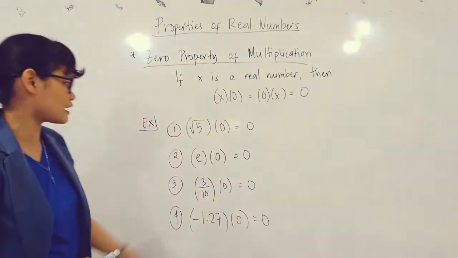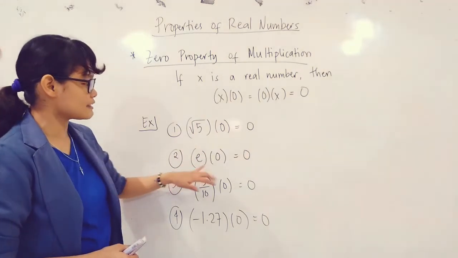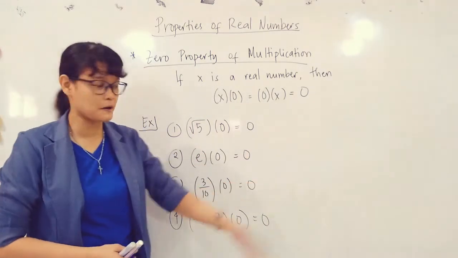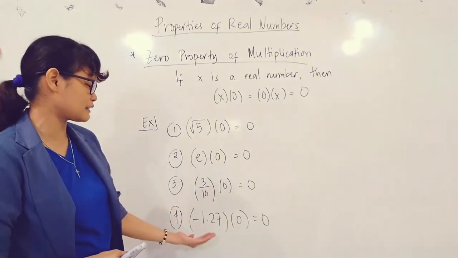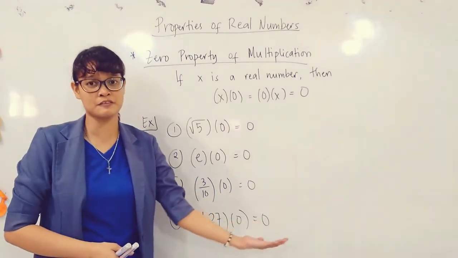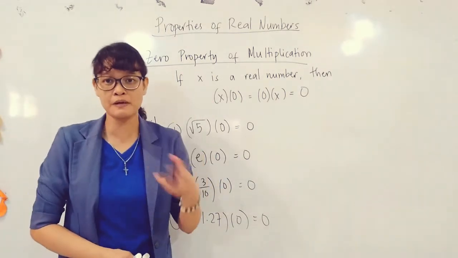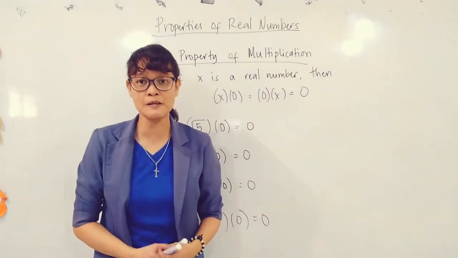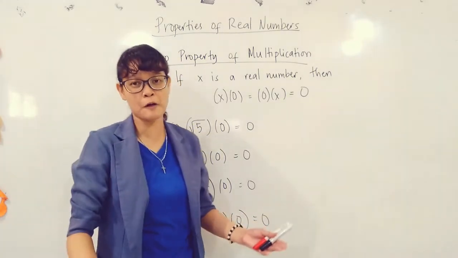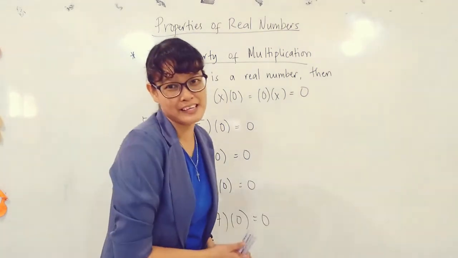Examples: square root of 5 times 0 is 0. Then e times 0 is still 0. Then 3 over 10 times 0 is 0. And last, negative 1.27 times 0 is equal to 0. So any real number, whatever form it takes, as long as it is a real number, when multiplied by 0, the answer is still 0. That is the zero property of multiplication.